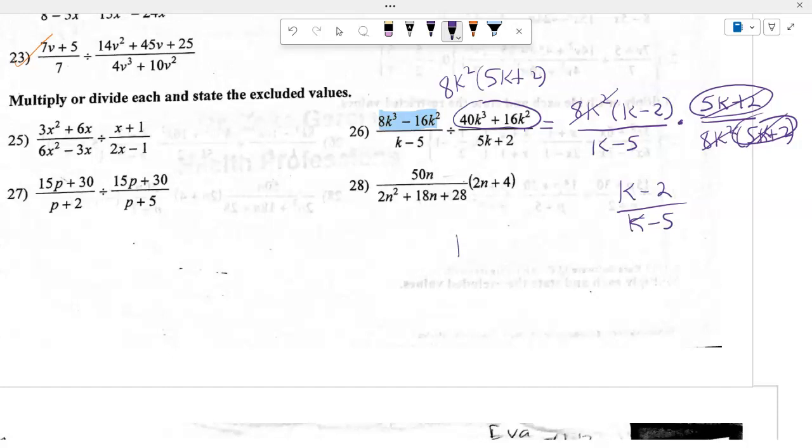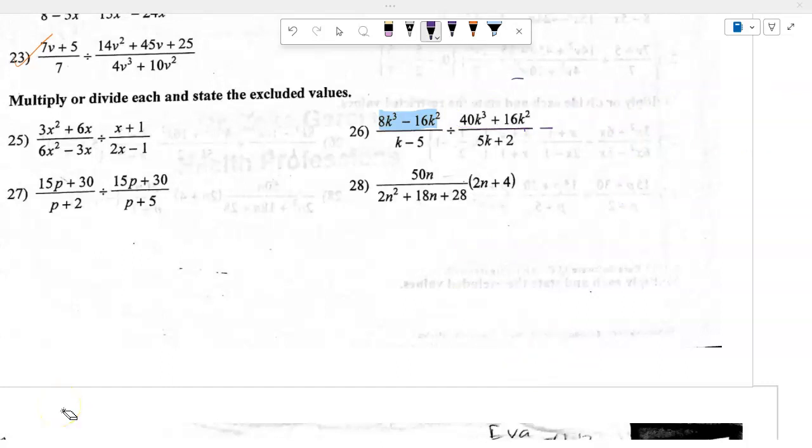The restrictions, k can't be 5. And the other one was 5k plus 2 equals 0. You subtract 2 from both sides and then divide by 5. So that will give you the restriction. So k can't equal negative 2 over 5.